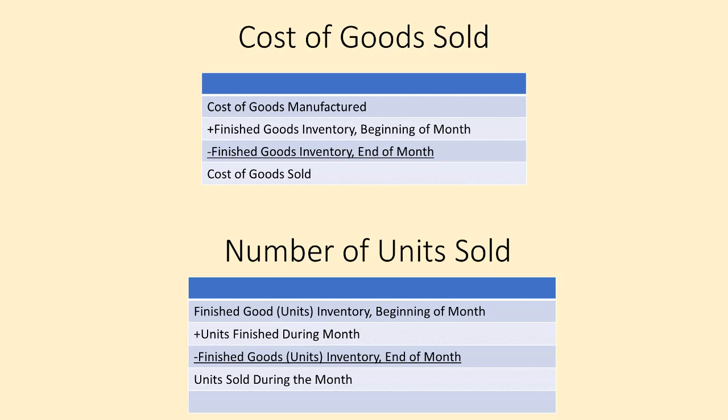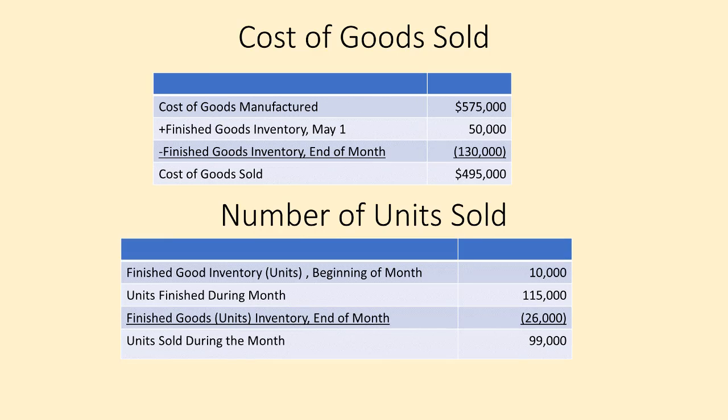Aside from the value of the inventory sold during the month, it's also helpful to know the number of units that were sold. To calculate this, we take the number of units that were in inventory at the beginning of the month. We add in the units that were finished during the month, so that is, they were added into inventory. And then we subtract out the ending balance of our inventory at the end of the month. In that calculation, we could figure out the units sold during the month.